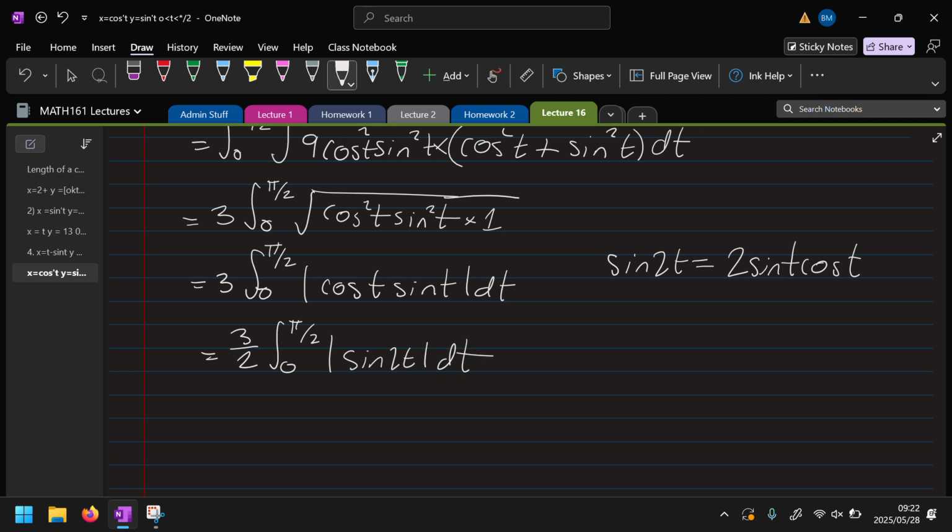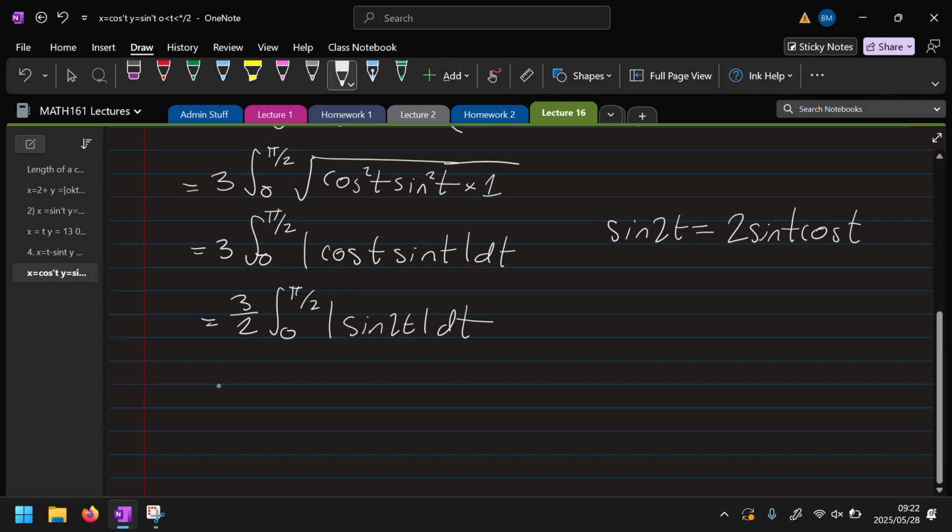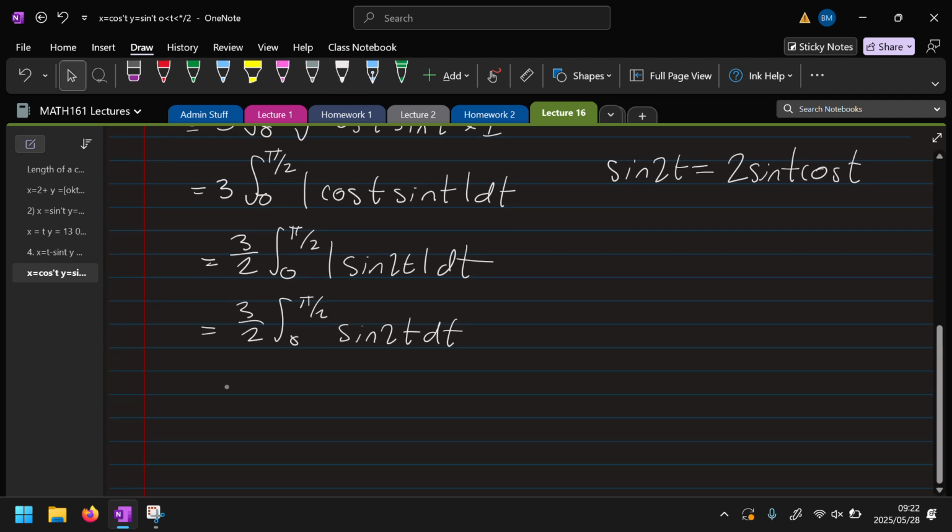Now here we don't have an issue with the absolute value, right? From 0 to pi over 2, this is always positive, so absolute value is not needed. So here we can just write this as 3/2 integral from 0 to pi over 2 sine 2t dt. From 0 to pi over 2, it was positive anyway, so the absolute value doesn't really do anything. Now we can just integrate this. There's no absolute value to worry about.